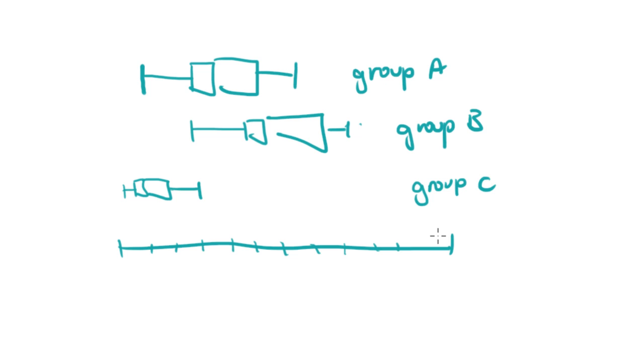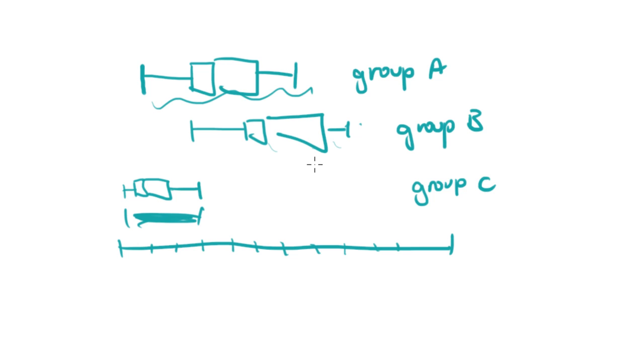Then we can say things about each of them by comparing the box plots. So for example, group C is all smushed up. It's all close together. It has a very small range, whereas group A is much more spread out. Also, the data values for group B are generally all much higher than group C.